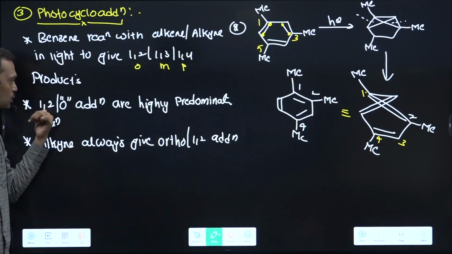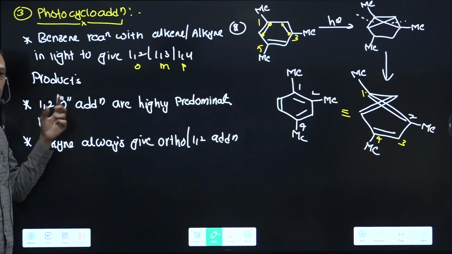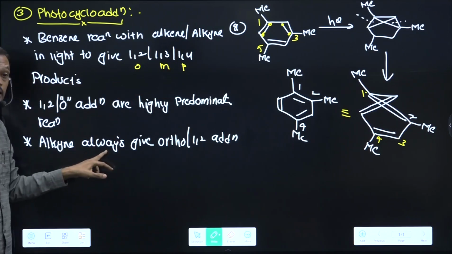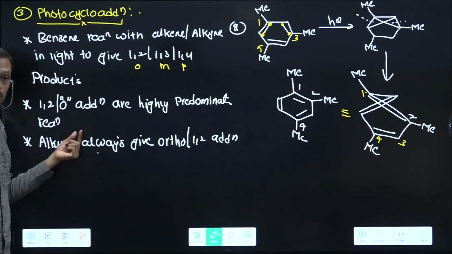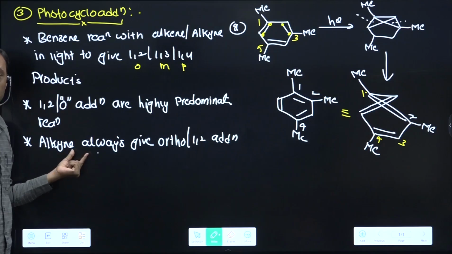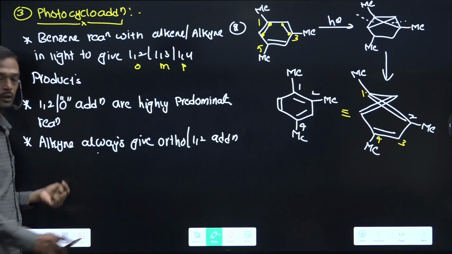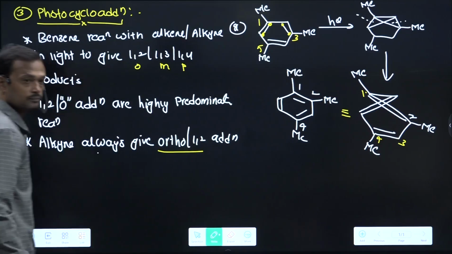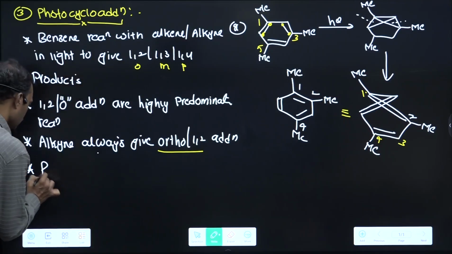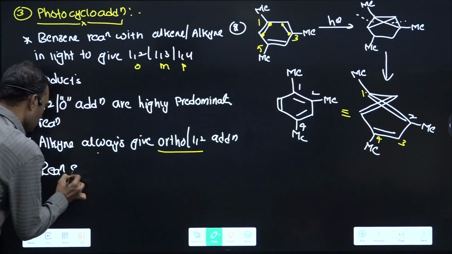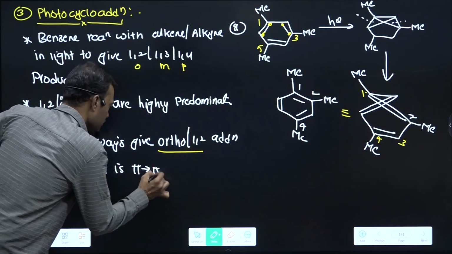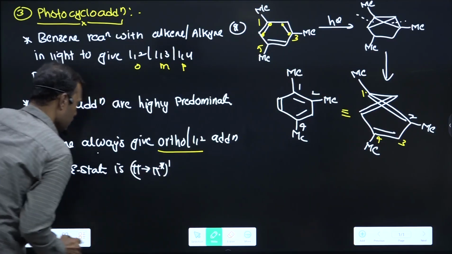Alkyne. But what about alkene? Alkene will give 3 products. In that, 1,2 is major. But when alkyne is given, at that time only 1,2 is possible. 1,2 addition is nothing but ortho addition. The reactive excited state is pi to pi star singlet.